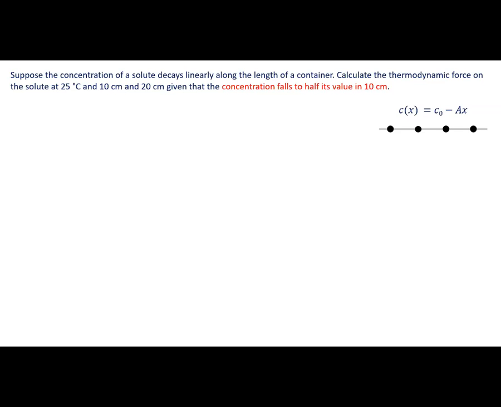Again, let's think about this problem in terms of a rough diagram. Let's imagine that this is the length of the container and the concentration linearly varies, which is described by this equation. C of x is equal to C naught minus Ax, where C naught is the concentration at x equal to 0. So C is equal to C naught at x equal to 0. And A is a constant and x is the direction, right? We can calculate the numerical value for A by the condition that the concentration falls to half of its value in 10 centimeters. So let's do that first.